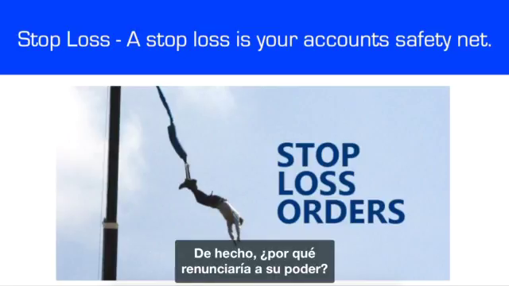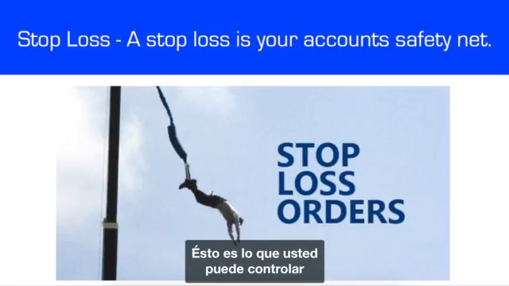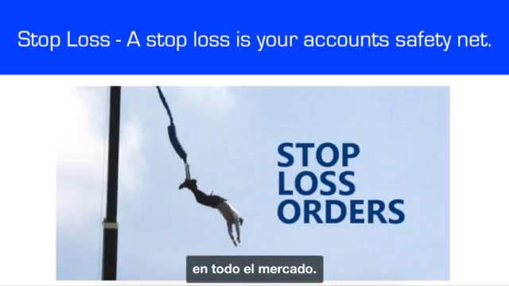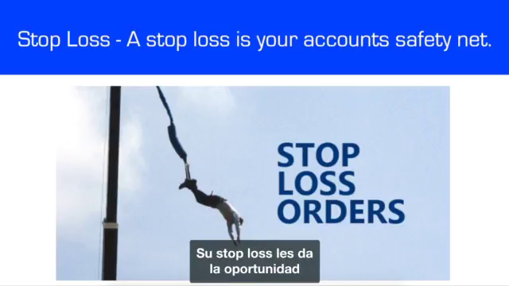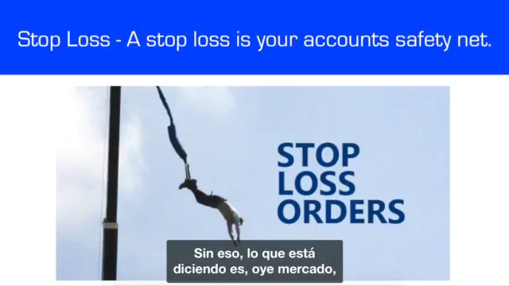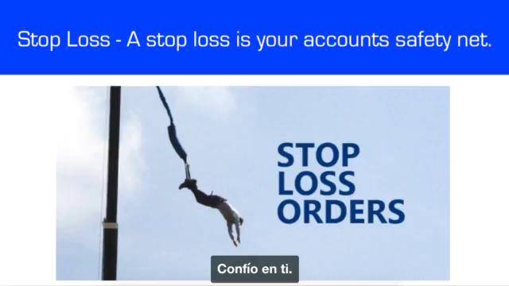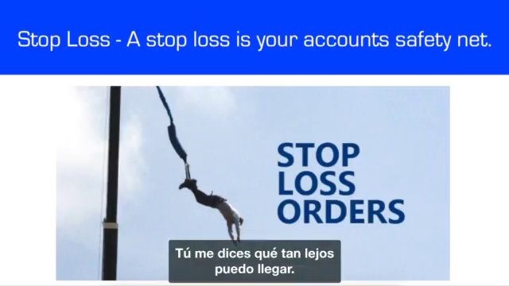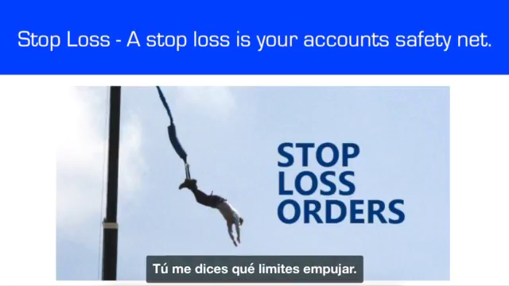In fact, why would you give up your power? This is the one thing you get to control in the entire market. There's nothing else you can control. Your stop loss gives you the opportunity to control how much money you are willing to lose. Without it, what you're saying is, hey, market, you know what? I trust you. You tell me how far you can go. You tell me what limits to push.